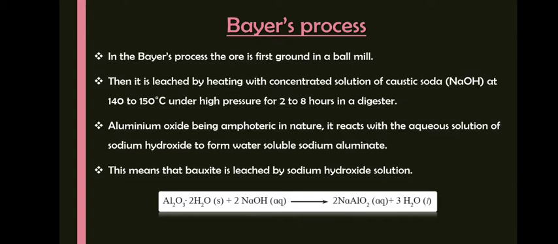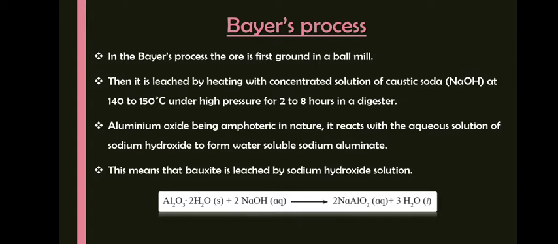Amphoteric, ampho means both. So an amphoteric oxide means it can perform oxidizing reactions and reducing reactions also. This means that bauxite is leached by sodium hydroxide solution. So we have bauxite reacting with sodium hydroxide, and then it will form NaAlO2, that is sodium aluminate, along with water molecule. Please pay attention to the reaction.